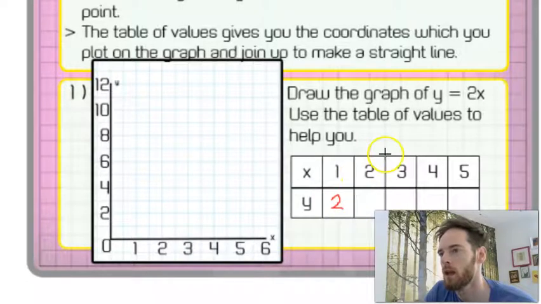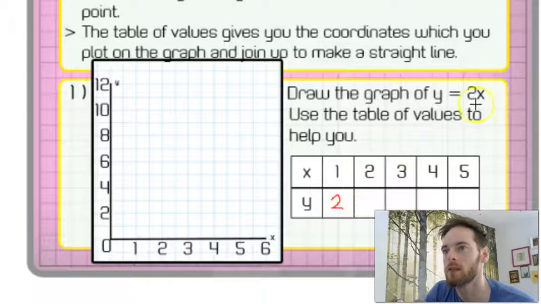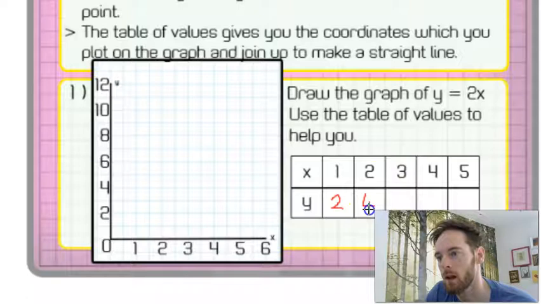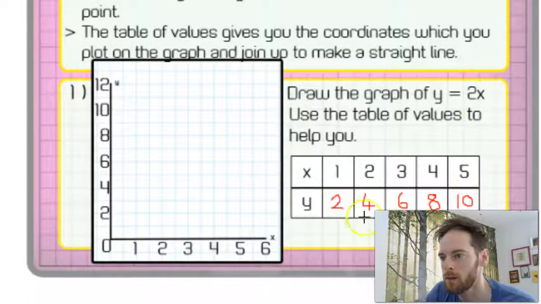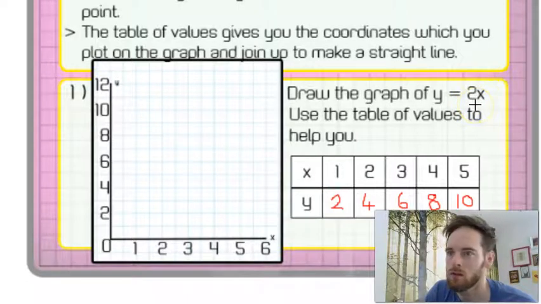If x is 2, then we replace the x for a 2. 2 times 2, which is 4. So that goes in there. If x is 3, you get the idea by now. 2 times 3 is 6. 2 times 4 is 8. And 2 times 5 is 10. Now, you might notice there's a pattern there. 2, 4, 6, 8, 10. It's the 2 times table. And that's because this is effectively the sequence 2n, which is the 2 times table. So it does very much connect to the world of sequences and the nth term rule.